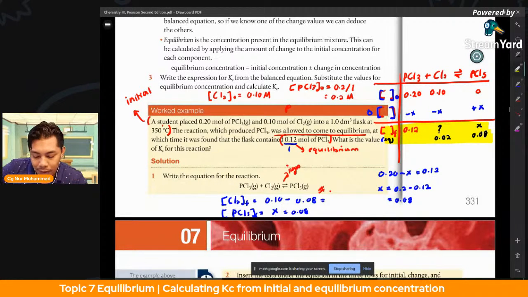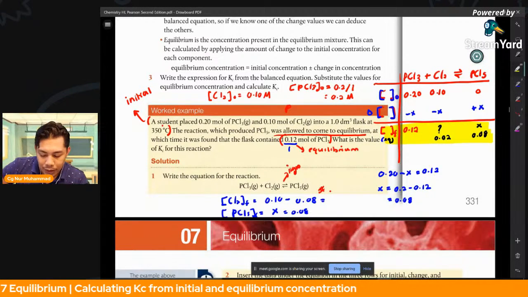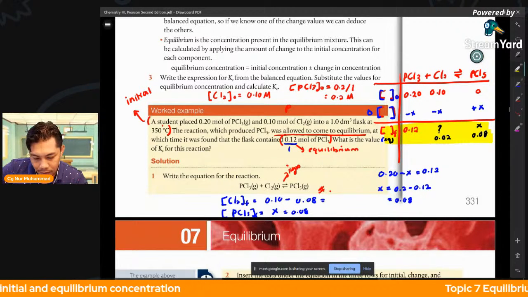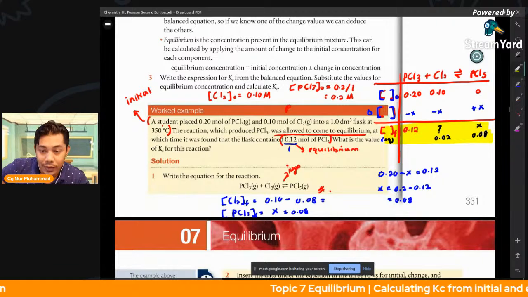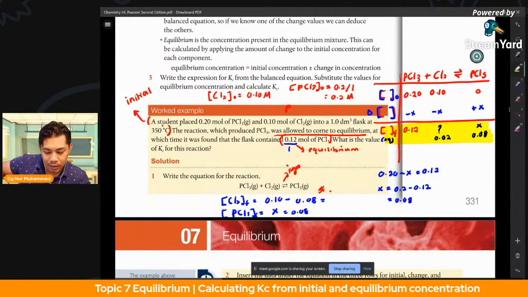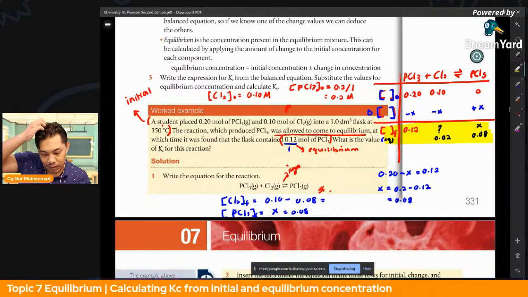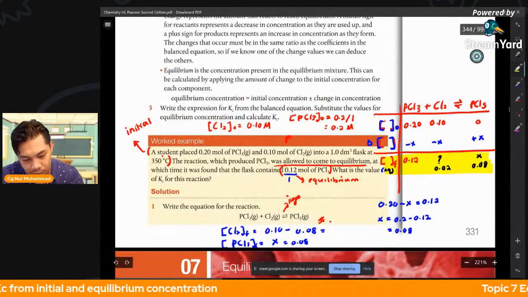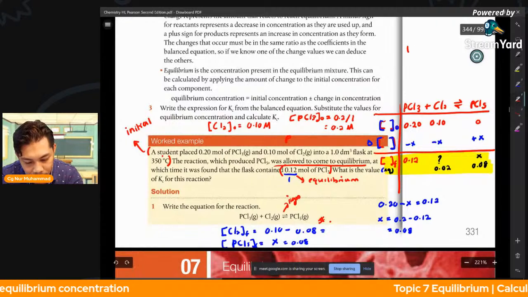Okay, kelas? So saya nak tanya kamu, boleh tak cari Kc sekarang? Boleh. Okay, so Kc equal to apa? Saya nak tanya ni, Adelina. Kc equal to? Kc.